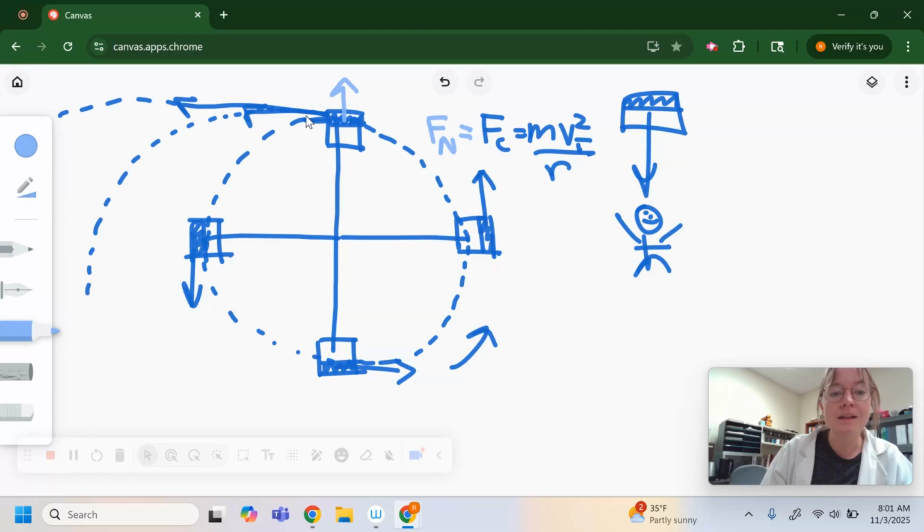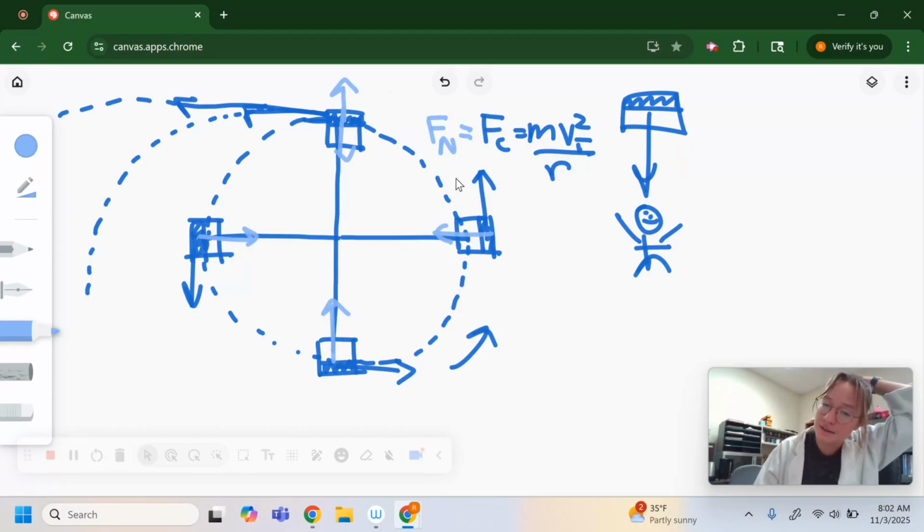The water would like to go this way, but the normal force keeps it going in a circle. Then the water would like to go this way, but the normal force from the bucket keeps it going in a circle. And so on and so forth, all the way around. It's the normal force that is pushing the water in the bucket down towards the center of the circle. And so it's the normal force that's going to act as the centripetal force here.